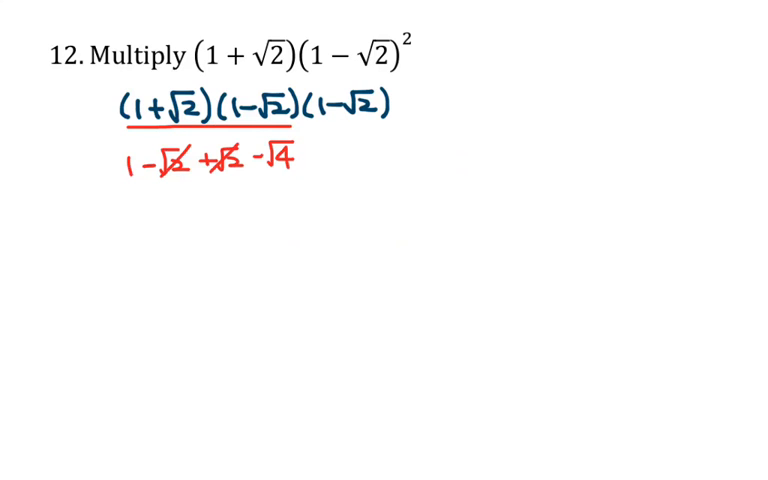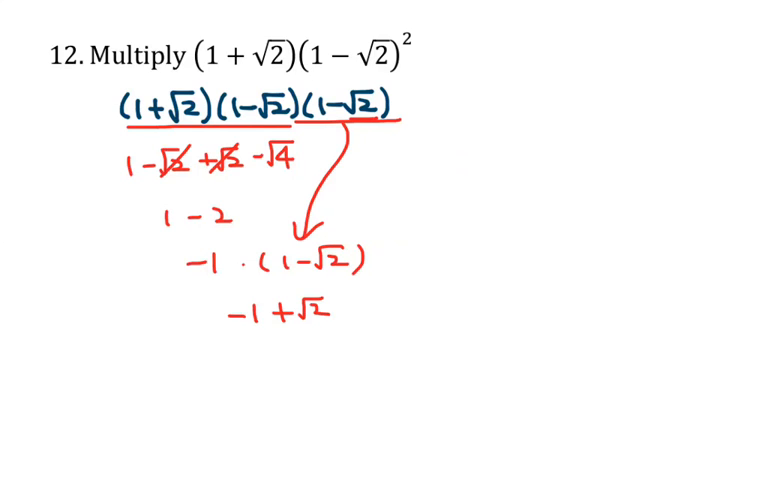Then the two middle terms cancel out, as you can see. I get 1 minus 2, which is equal to negative 1. So the entire first two factors come down to negative 1. Multiply that by the third factor, which is 1 minus square root of 2. Then when I multiply those two, I get negative 1 times 1 becomes negative 1, and plus radical 2 becomes our final answer.